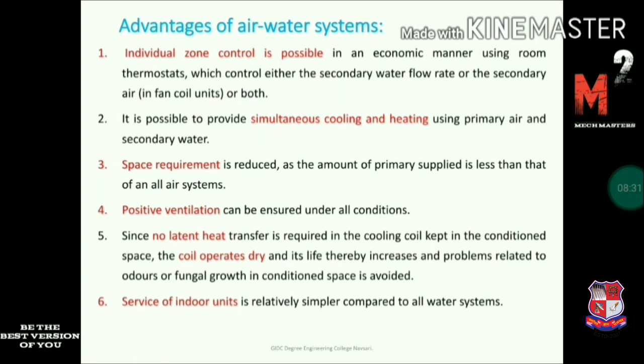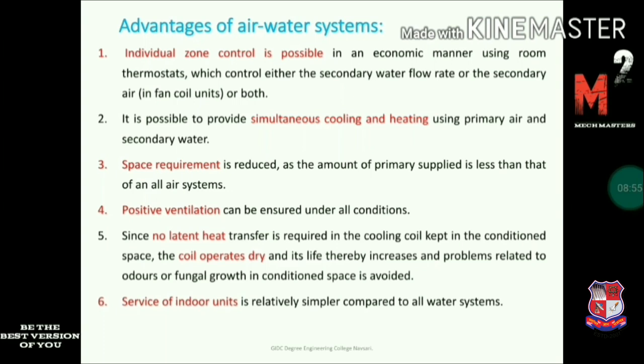Let's see the advantages of the air water system. Here individual zone control is possible in an economic manner using a room thermostat, which controls either the secondary water flow rate or the secondary air or both. Here we control different temperatures in different zones by changing the flow rate of water or by changing the flow rate of air. So here individual zone control is possible.